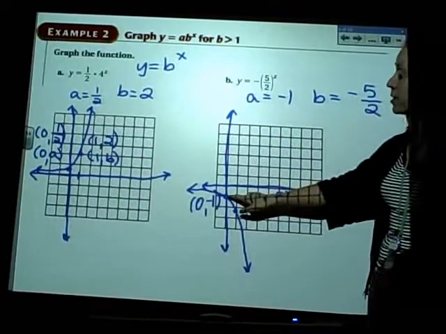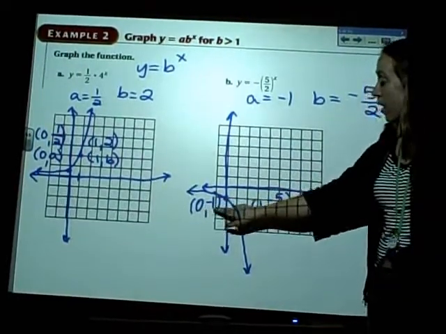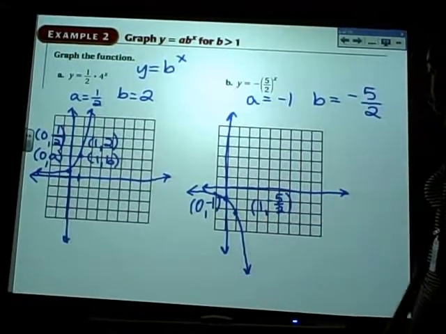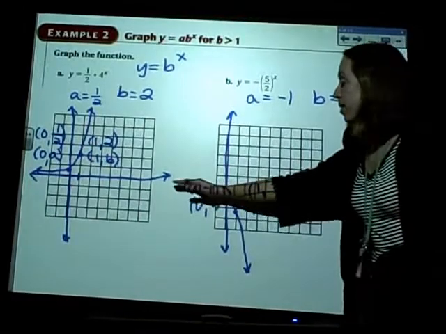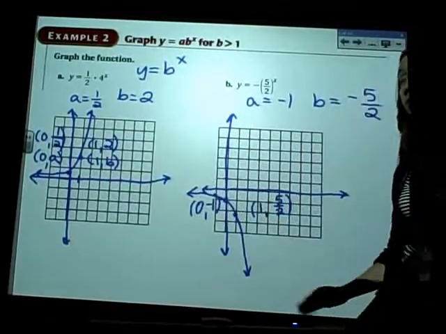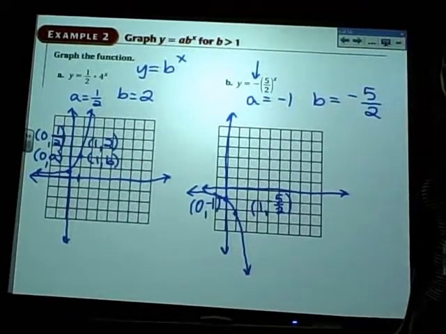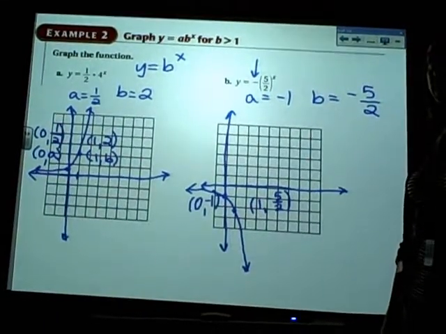Our first point on the y-intercept is 0, and then our a value. Our second point is 1, and then our b value. So we should, from left to right, this one's facing down. And I bet you guys know what that is. That negative is going to make us face down. Good job, guys.